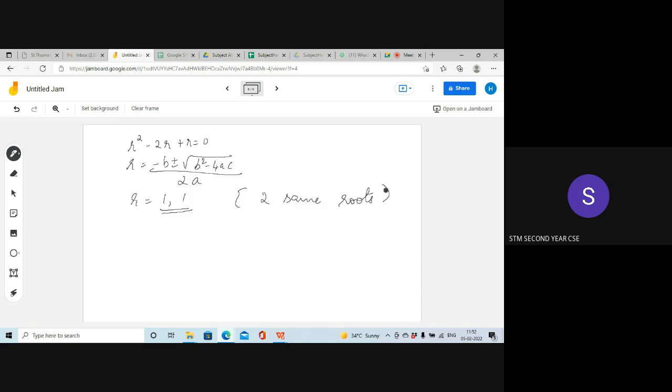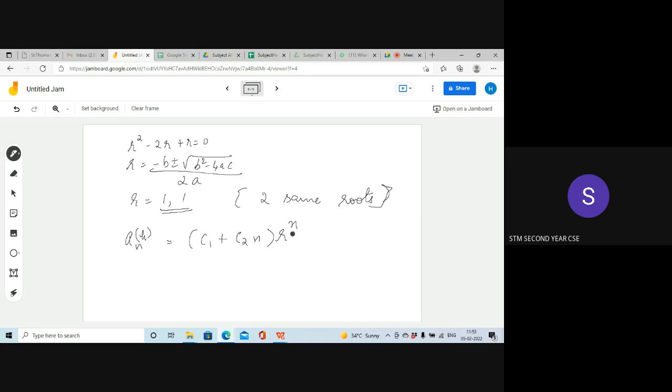Then what is the equation for the homogeneous solution? What is the equation for an of h? If you have two same roots, then the equation is c1 plus c2n into r raised to n. This is the general equation, the homogeneous solution if you have two same roots, where c1 and c2 are constants. Is it clear? We have found the value of r as 1.